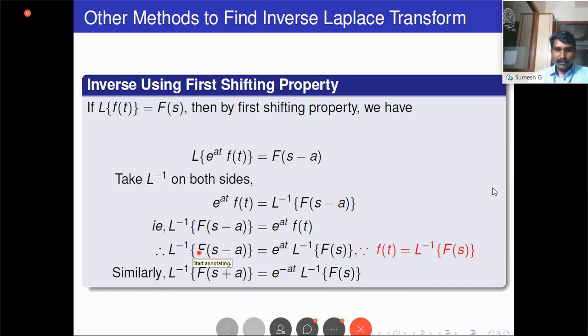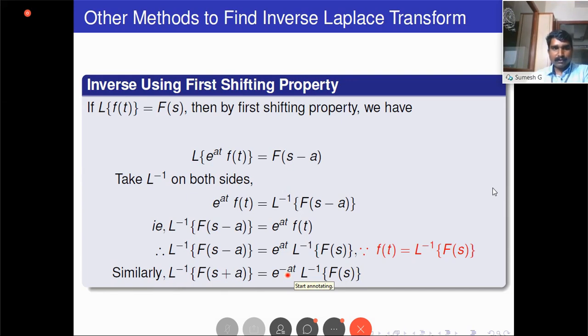First one is L inverse of f of s minus a, it is e raised to at into L inverse of f of s. To eliminate the effect of minus a, we multiply by e raised to at. Second result, L inverse of f of s plus a equal to e raised to minus at into L inverse of f of s. To eliminate the effect of plus a, we multiply by e raised to minus at.